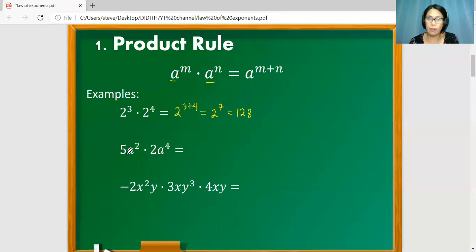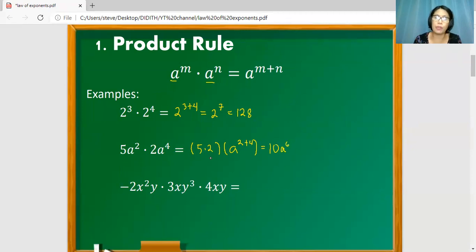So we have 5a squared times 2a to the fourth. What we're going to do is perform multiplication on their coefficients. So this is 5 times 2, and then the same base a raised to the second plus the fourth. So we have 10a to the sixth power.